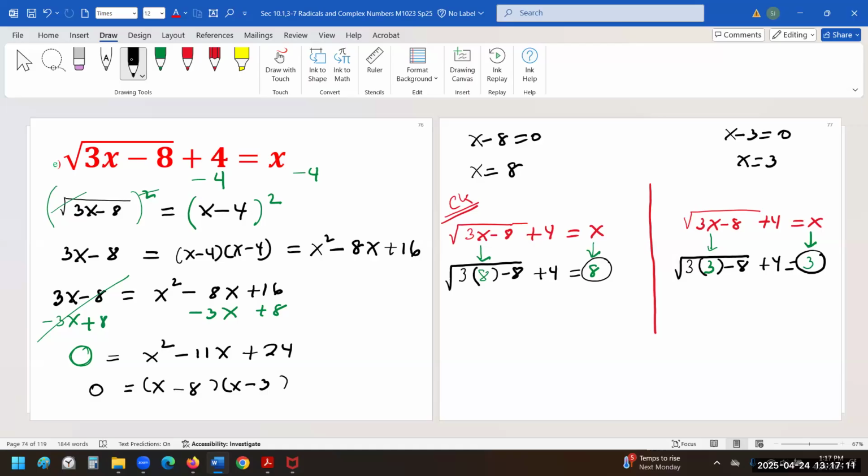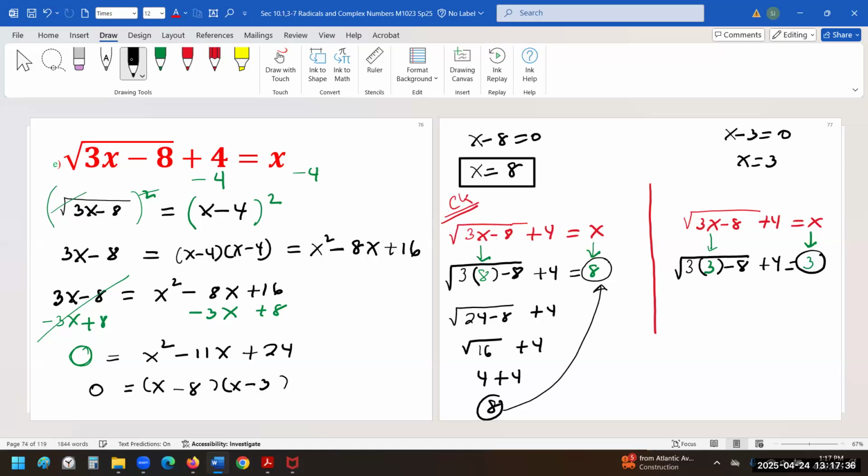So inside the radical, what do we have? 24 minus 8, and that is how much? And what is the square root of 16? Plus 4. Do we have the same thing? So we accept x equals 8 as our solution.